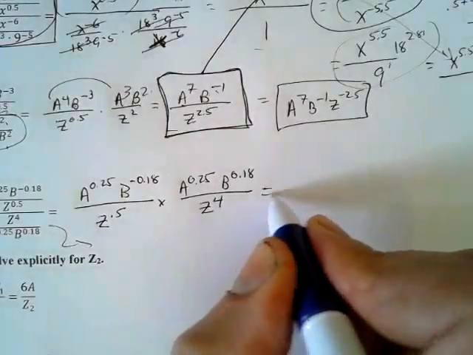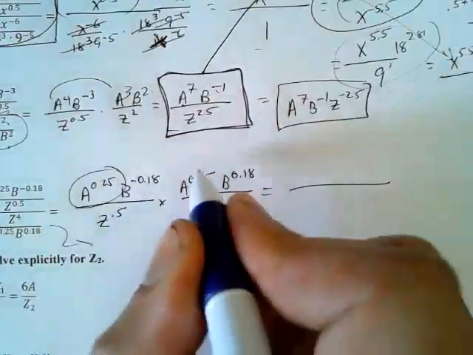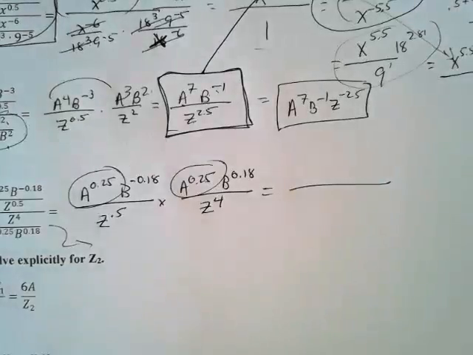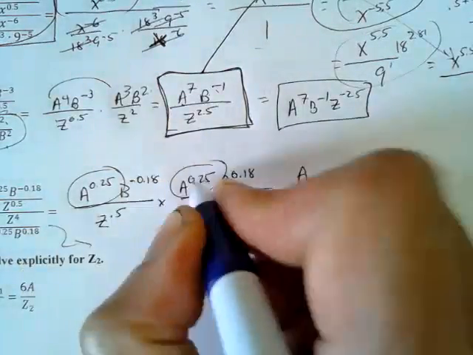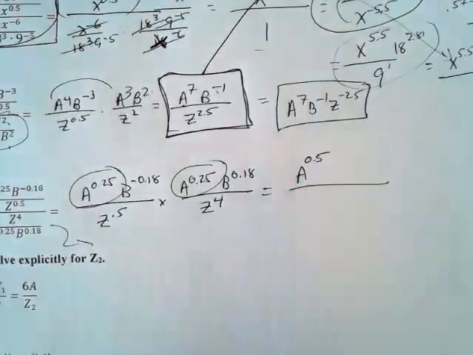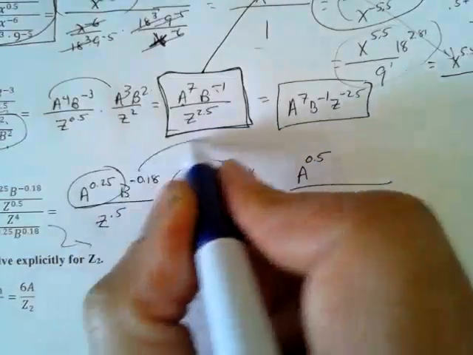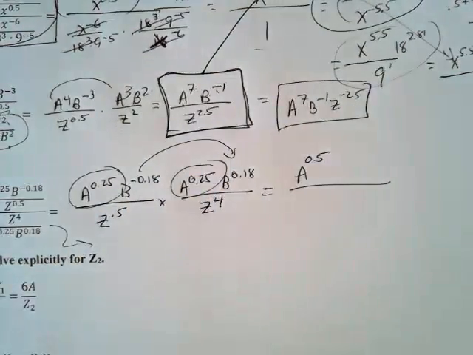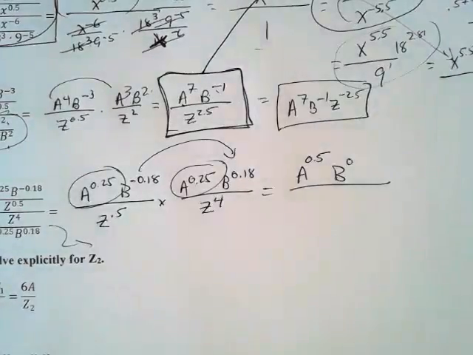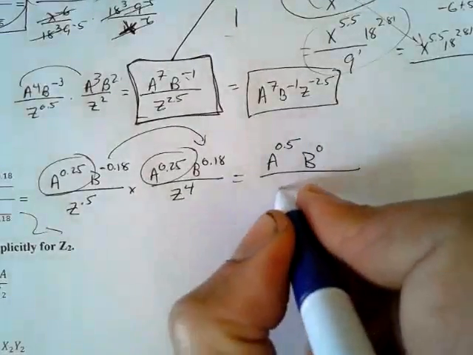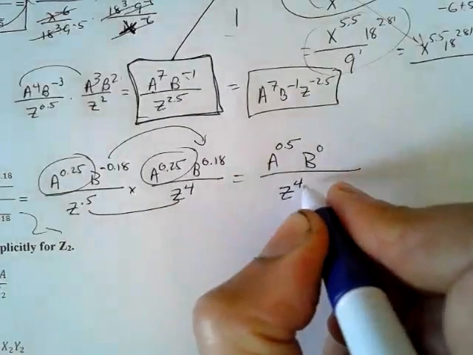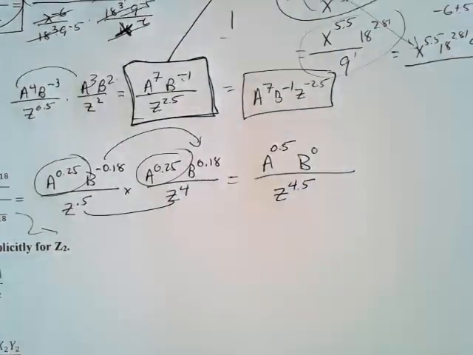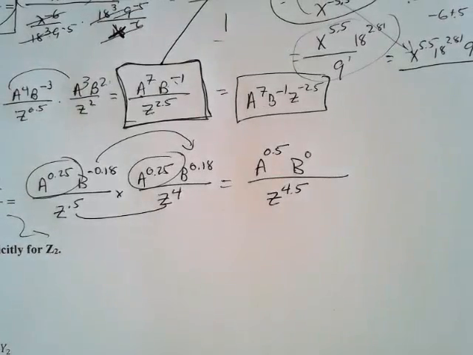So then at this point, we follow the rules. A to the half times a to the half is a to the... 0.25 times 0.25 is a to the half. Here we have something interesting. B to the minus 1/8 plus b to the positive 1/8 becomes b to the 0. We'll talk about that in a second. And then the denominator, we'd have z to the half, z to the fourth. So add those two together and we get z to the 4.5.